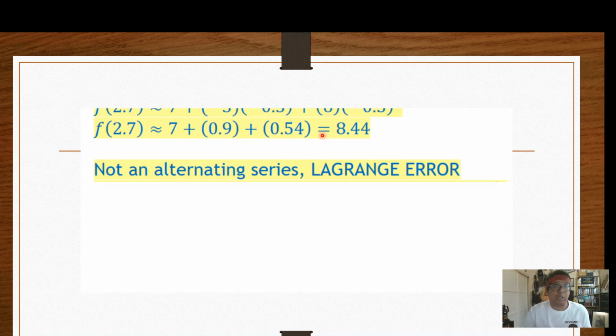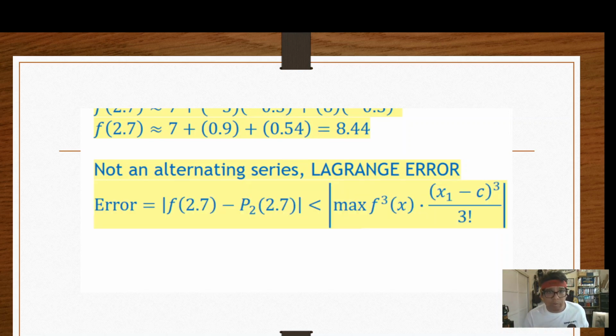I mean, it's not actually one or the other. You can always use the Lagrange error bound. It's just that if you have an alternating series, it's much easier to use that alternating series bound, so we tend to favor that. Okay, so the Lagrange error bound, what is a Lagrange error bound? And that is this definition right here.